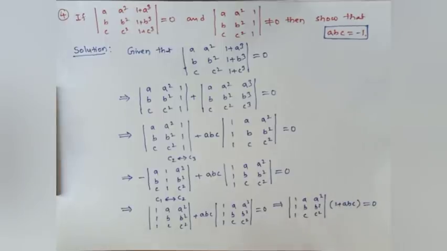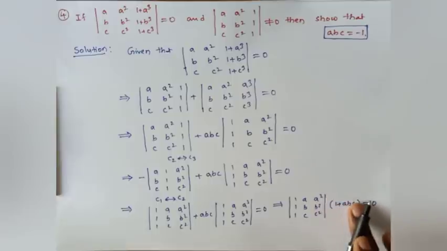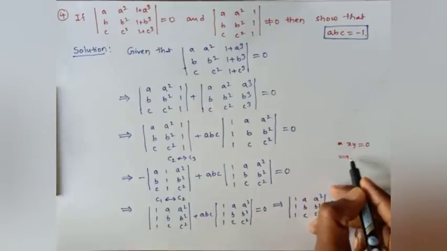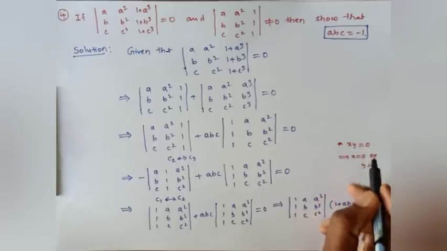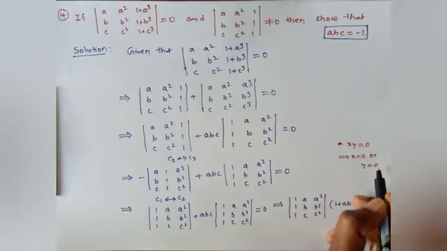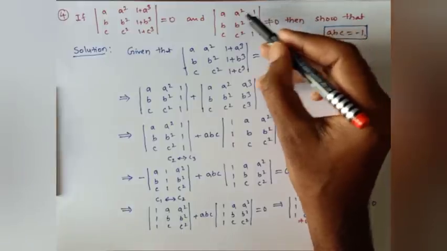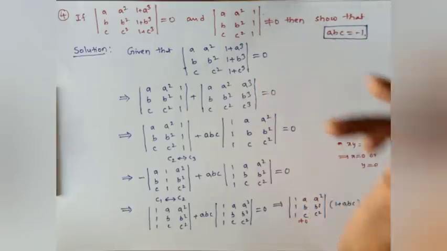equal to 0, right? Now the left hand side is the product of these two numbers. Determinant is nothing but a number, and this is also a number. So the product of two numbers x into y is equal to 0. This implies either x equal to 0 or y equal to 0. x into y equal to 0 means x may be 0 or y may be 0, there is a chance. But it is already given that this is not equal to 0 from the given hypothesis. So the determinant of a b c, a square b square c square, 1 1 1 is not equal to 0.